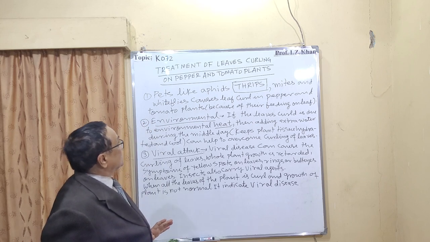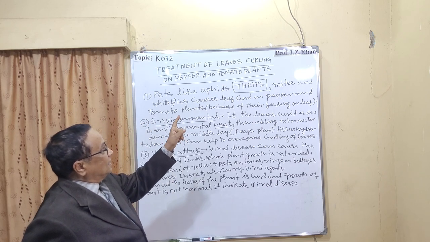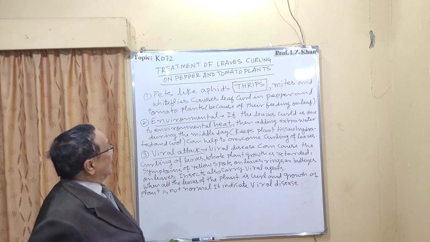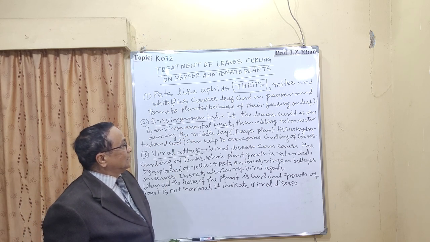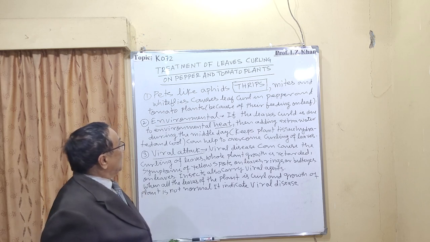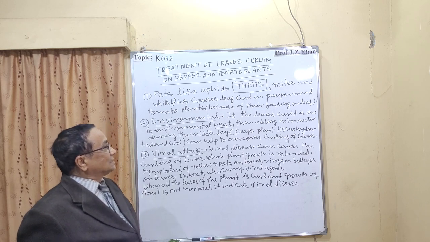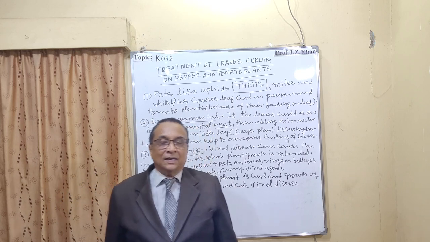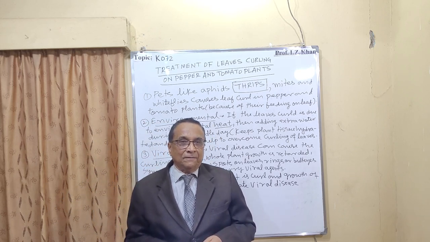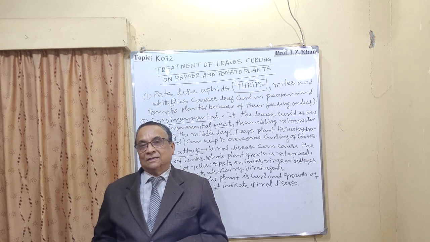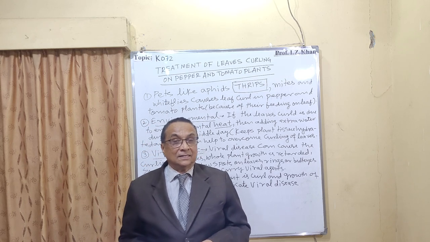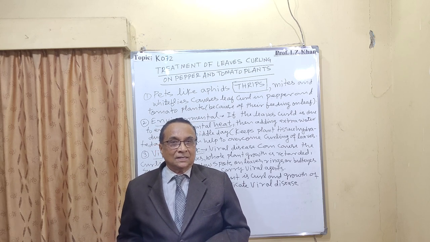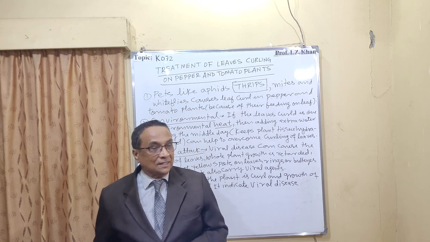So aphids, thrips, mites, and whiteflies cause leaf curl in pepper and tomato plants because of their feeding on the leaf. And when they are feeding on the leaf, the photosynthesis of the leaf is retarded, is checked, is disturbed, and because of that disturbance the leaves are twisted and curled.